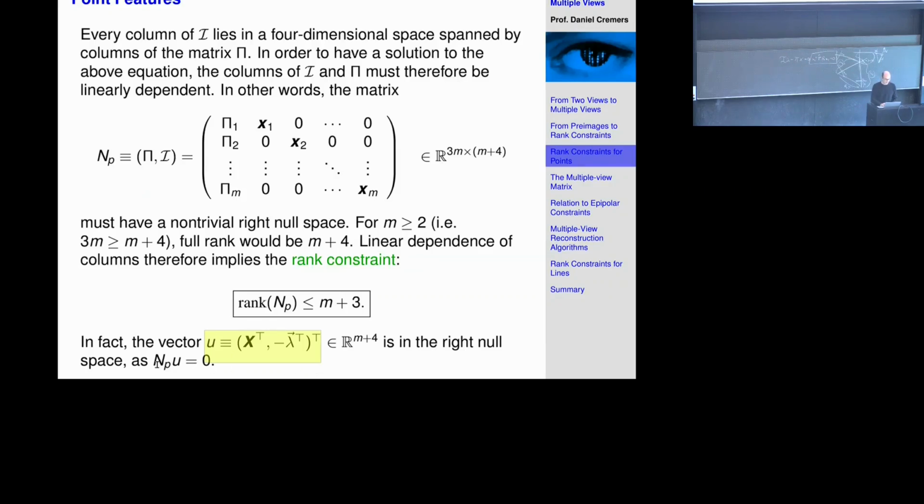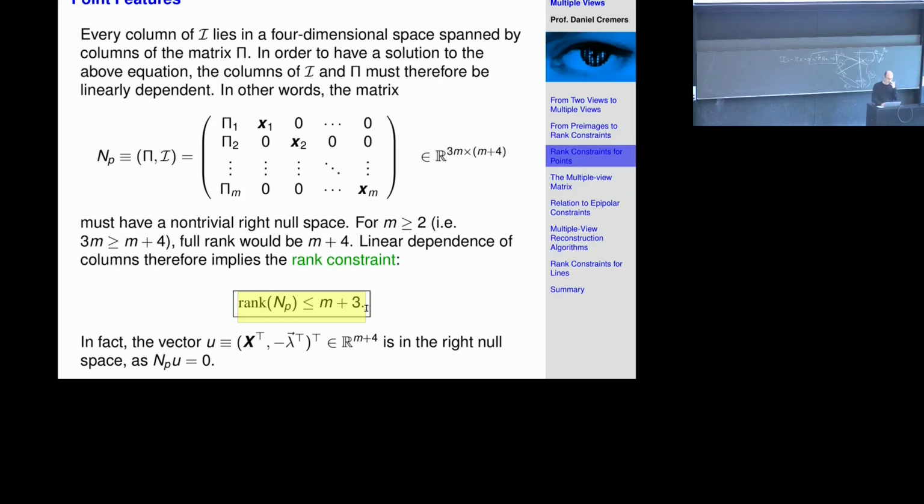So we know that there is a vector, and it's non-trivial, it has some 3D coordinates, some depth values, so not the 0 vector, some other vector that is mapped to 0. Which means this matrix, a 3m by m plus 4 matrix, cannot have full rank. Full rank would be m plus 4, and we know that there is a non-trivial null space, so we can say the rank of this matrix must be at most m plus 3.